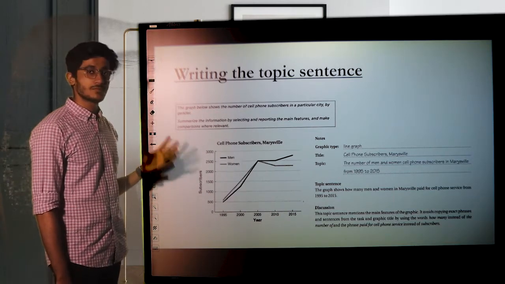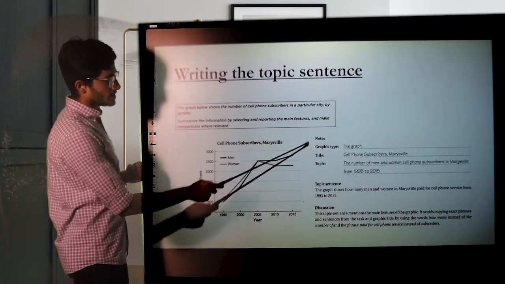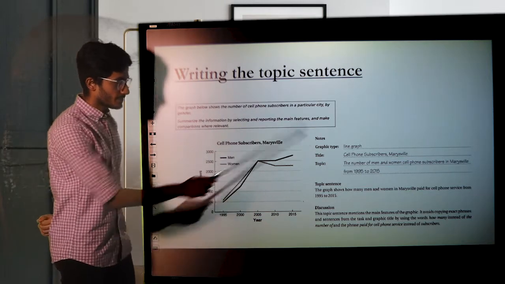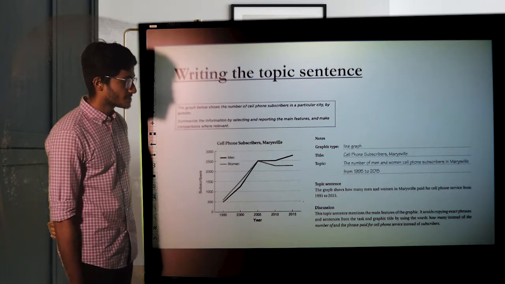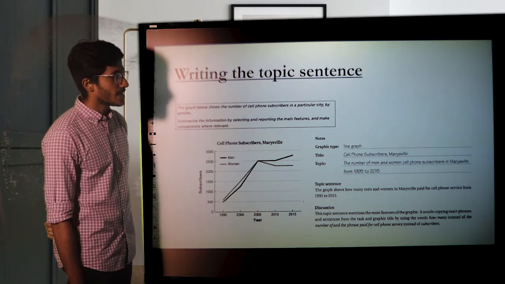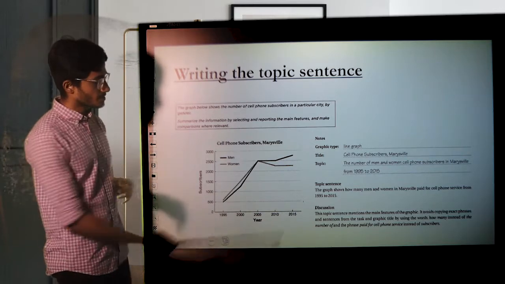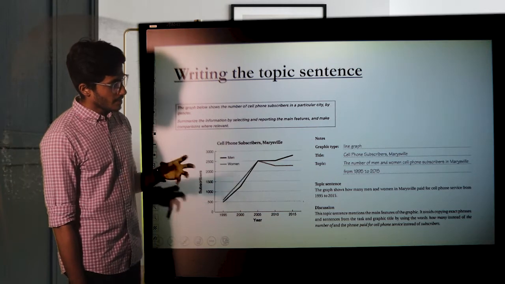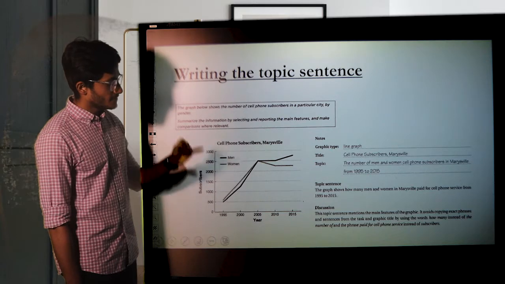Remember the example for cell phone subscribers of Marysville? We look at that example. So these were the notes that we have made in part 1 video. So the graphic type is a line graph. The title is cell phone subscribers of Marysville, and here you have the topic, the number of men and women cell phone subscribers in Marysville from 1995 to 2015. So here the model topic sentence. The graph shows how many men and women in Marysville paid for cell phone services from 1995 to 2015.